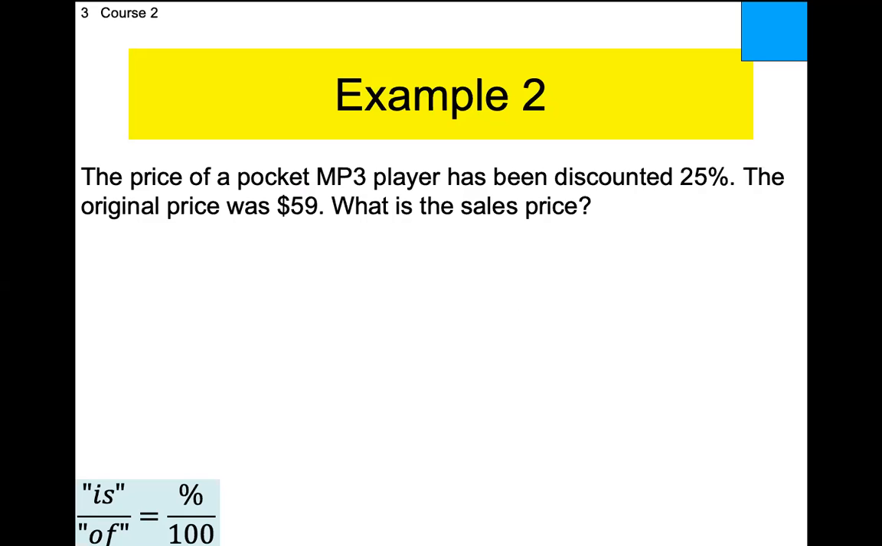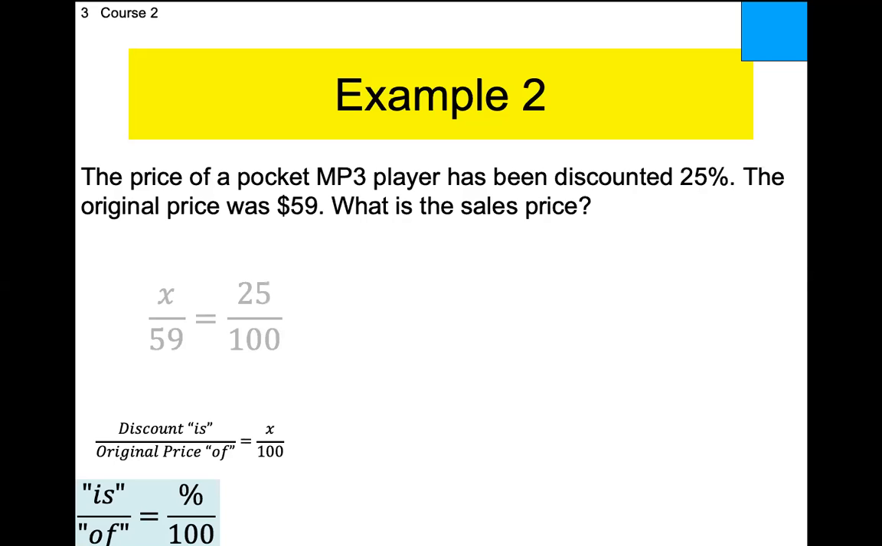We got the original price. The original price was the is or the of? Okay, so that goes on the bottom. What goes on the top? An is, so that's my x. Okay, but it doesn't ask me what is the discount. What is it asking me? What's the sales price? So when I solve for this x, the discount, I'm going to have to subtract that from the original price to find my sales price. That make sense?